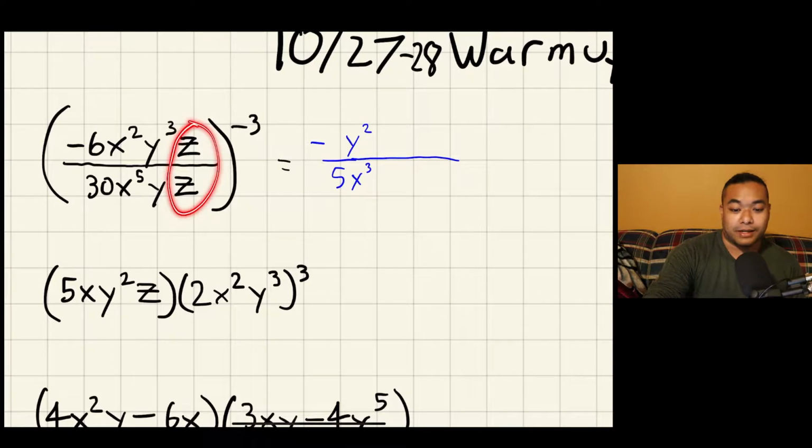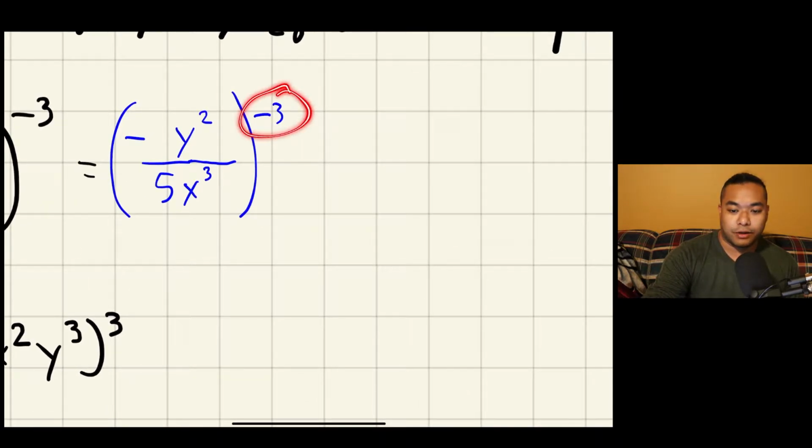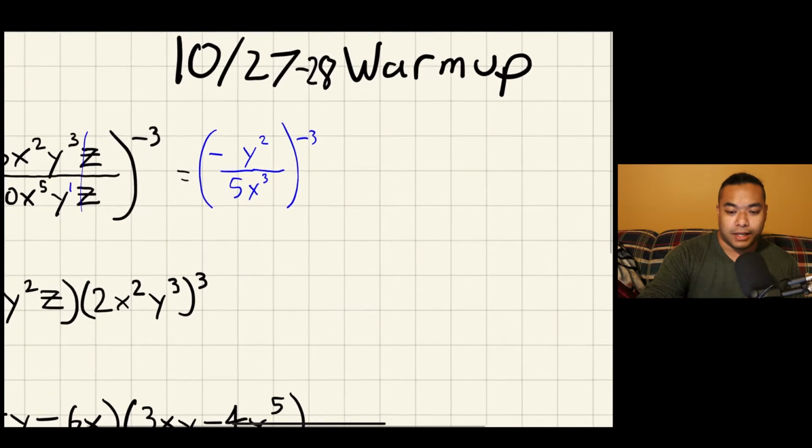Z divided by z, I think just cancels to 1. So it's a good thing we're simplifying, because now I don't even have to deal with that z variable. So I don't need all this extra fraction line. And it's just going to be this, all of it, raised to the negative third power. So our rule says that if I have an exponent on the outside of a parentheses fraction, that exponent will go to the numerator and the denominator. So let's do that. This is going to be, let's see.